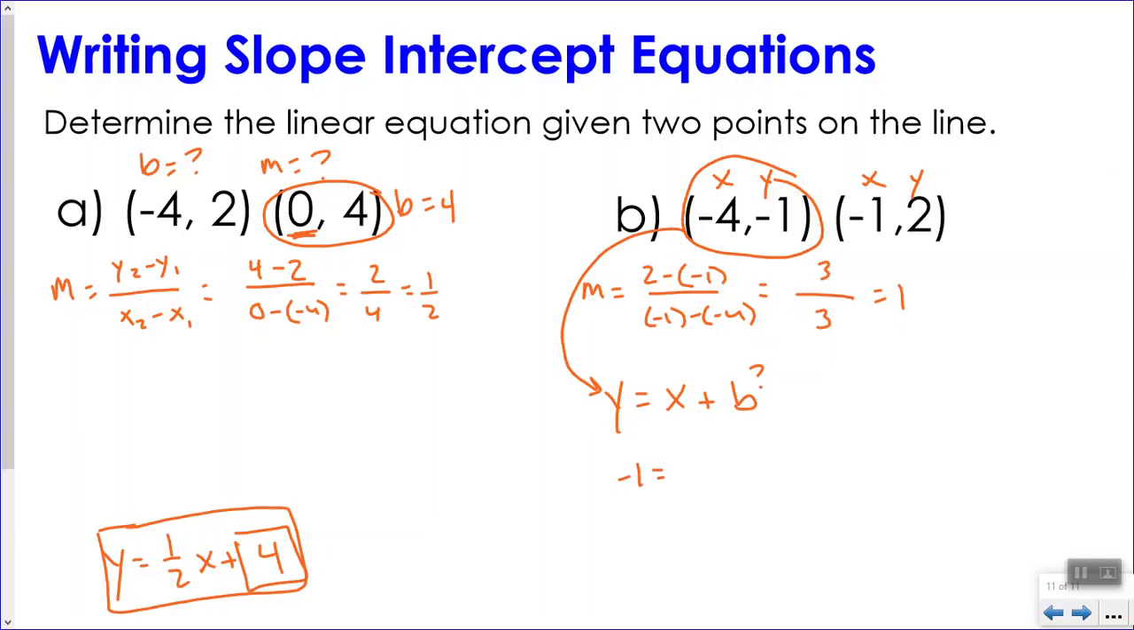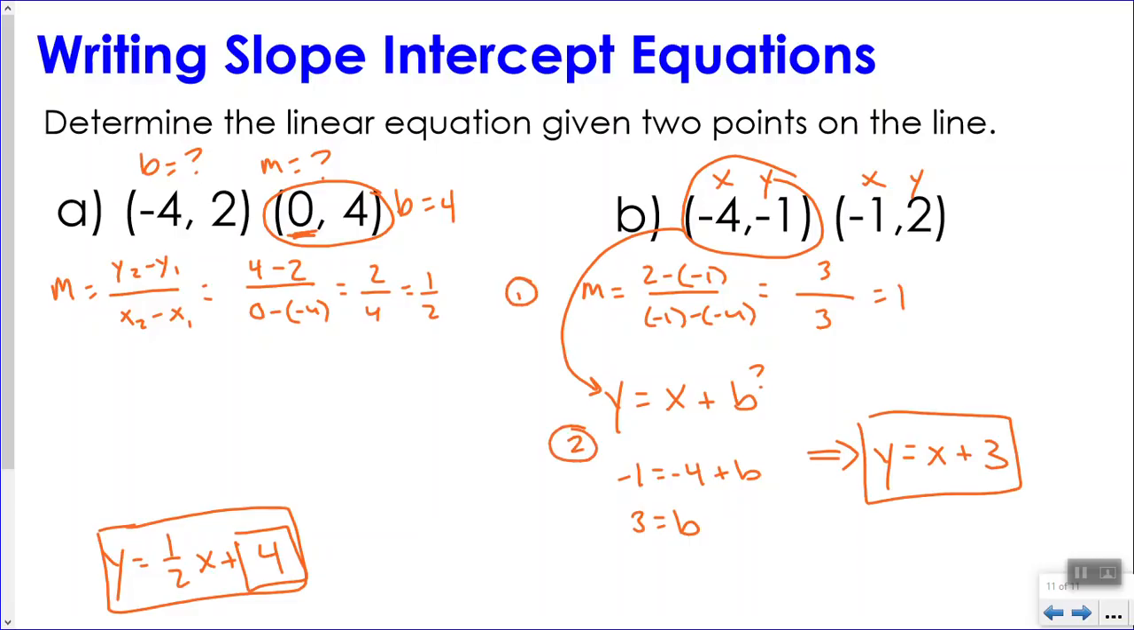So we're going to say that negative 1 equals negative 4 plus b. Add 4 to both sides, and we get a y-intercept of 3. So now we can write our full equation, which is y equals x plus 3. Anytime the y-intercept is not one of your coordinate pairs, you have to take the second step of solving for b. You can't just randomly put a number in. You have to show your work that you have algebraically proved that that is your y-intercept.